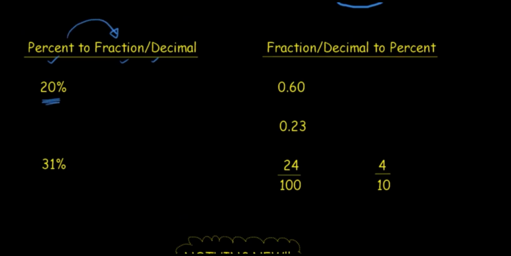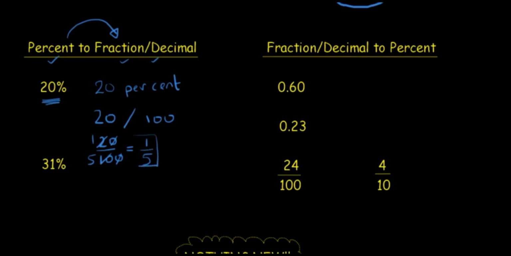Now, I have a 20% written over here. I know that's 20 per 100. Same thing as saying 20 over 100. Is that a fraction I see over there? Yes, I do. I can always simplify it. 0 goes off with the 0. 2 times 1 is 2. 2 times 5 is 10. That's 1 over 5. So that 20% is the same thing as saying 1 over 5. That's as far as the fractions are concerned.